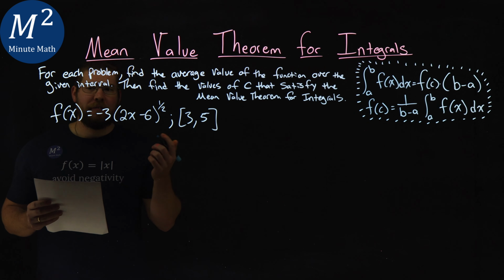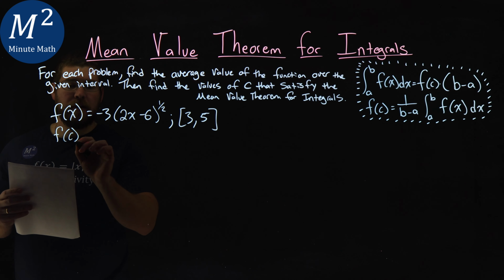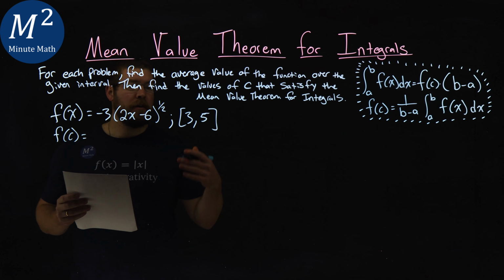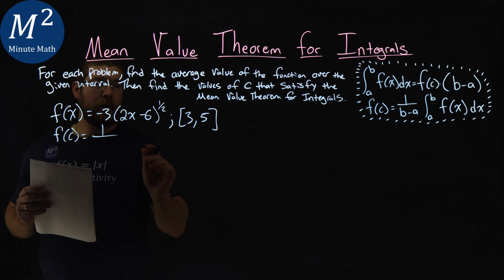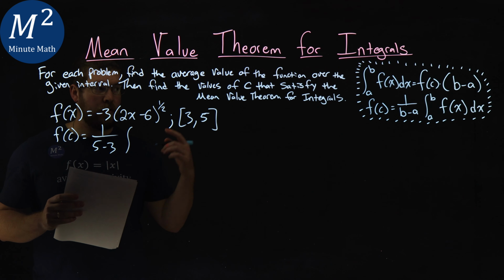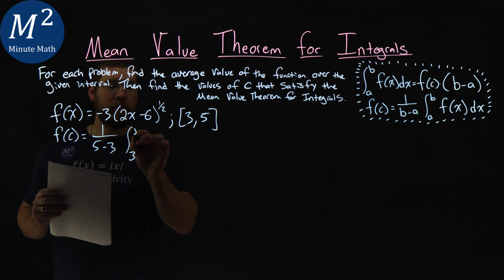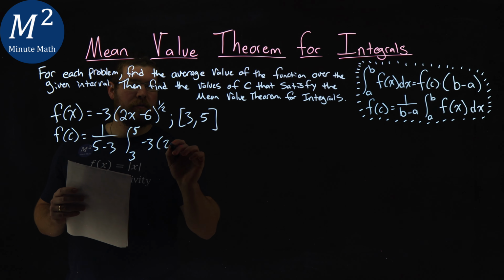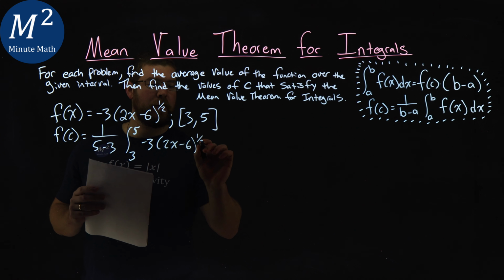Well, first let's go find f of c, my average. Our formula tells us it's 1 over b minus a, so 1 over 5 minus 3, times the integral from a to b, 3 to 5, of our function, negative 3 times (2x minus 6) to the 1/2 power dx.